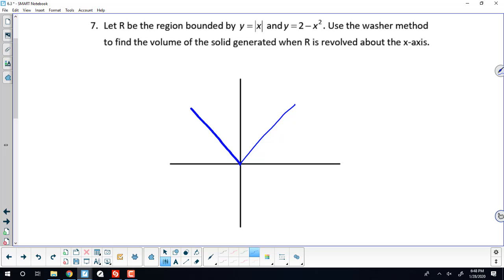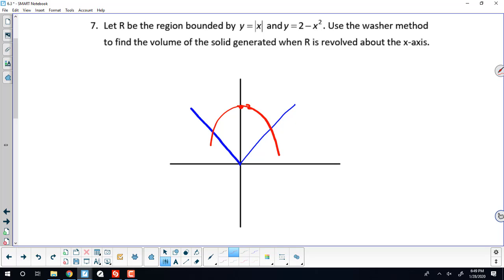2 minus x squared, what does that look like? Downward facing parabola. Yeah, it's a parabola opening down. Where's its vertex? 0, 2, yeah. I'll do this in red. So I don't know, we'll just say this is 2. Opening down. Okay, and that's it.